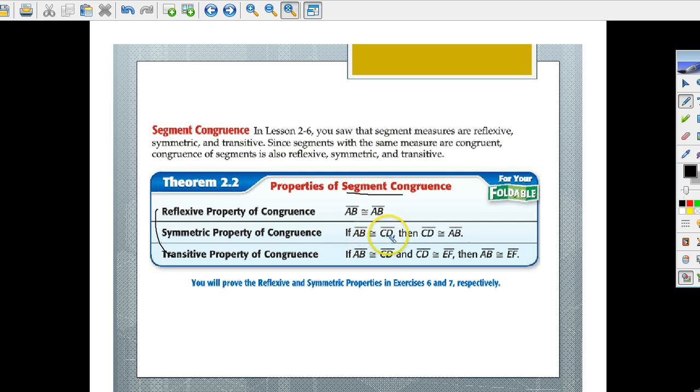If segment AB is congruent to segment CD, then segment CD is congruent to segment AB. Symmetric. Transitive transfers. Segment AB is congruent to CD. If CD is congruent to EF, then AB is congruent to EF.